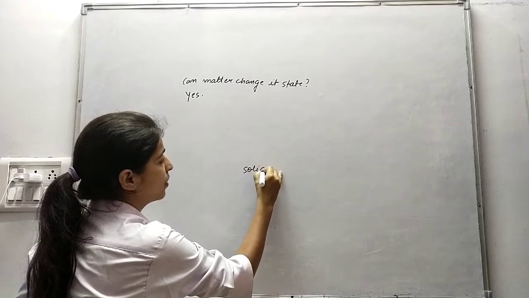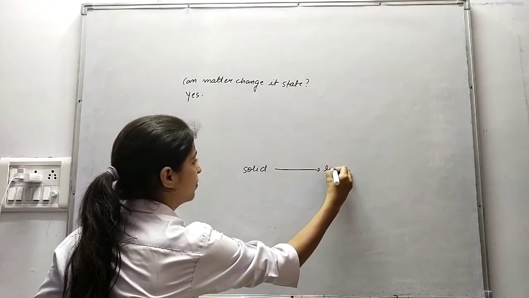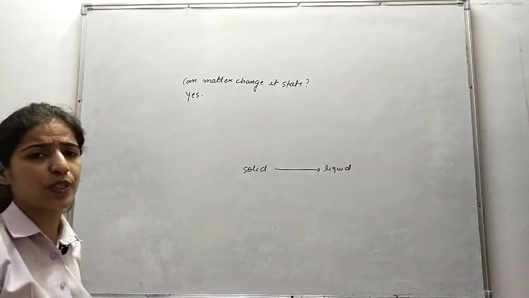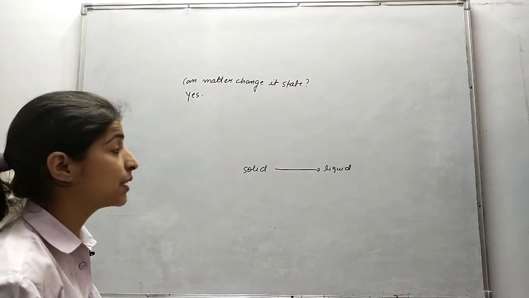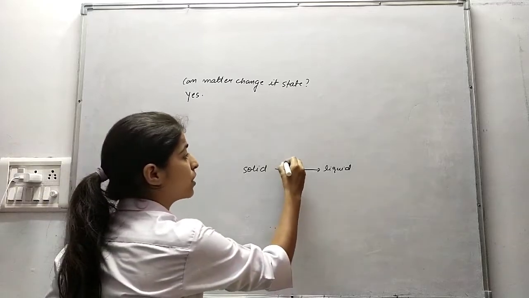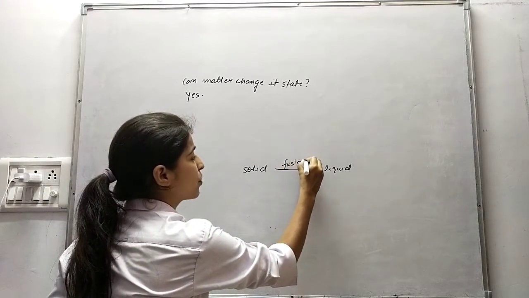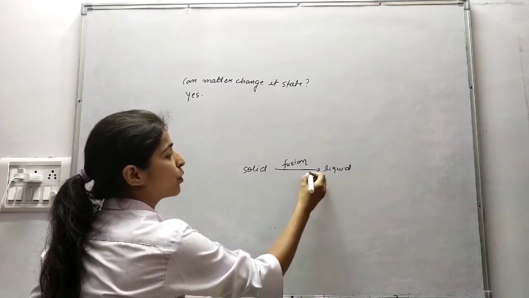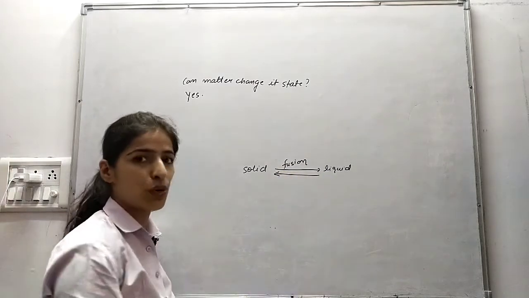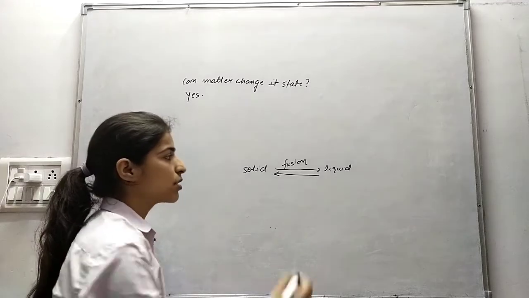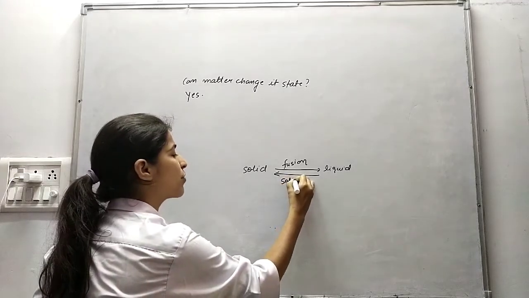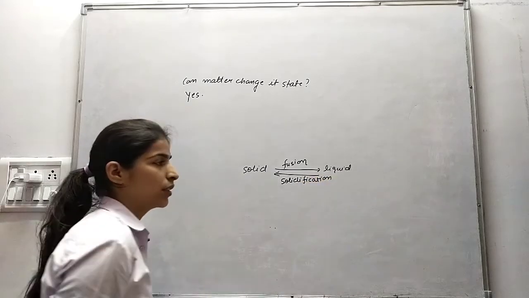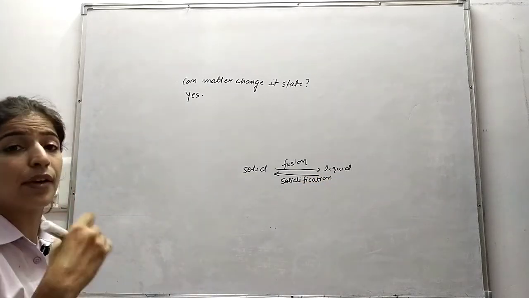Solid into liquid form. Yes, ice cubes can be converted into liquid form, and the process is called fusion. We can convert the liquid into the solid state by lowering its temperature. That is called solidification, or that is called freezing.